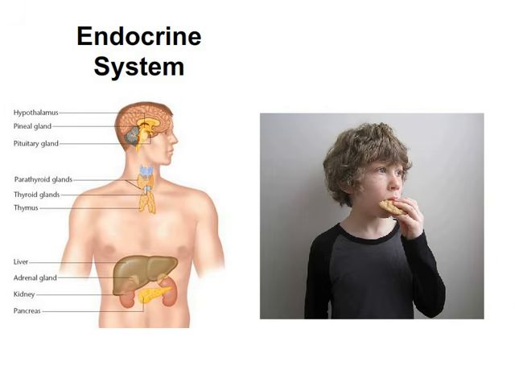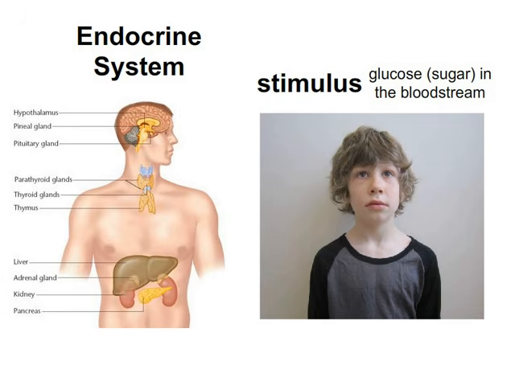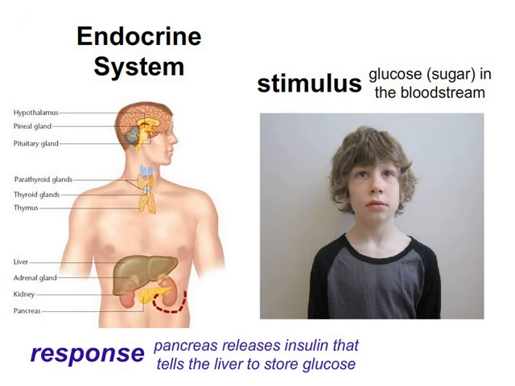In this case, the stimulus is glucose, or sugar, entering the boy's bloodstream from digestion of a cookie. The pancreas notices the sugar in the bloodstream, and the pancreas releases a hormone called insulin into the bloodstream. Insulin tells the liver to start storing glucose. This slow and long-lasting hormone message from the pancreas to the liver is the response.